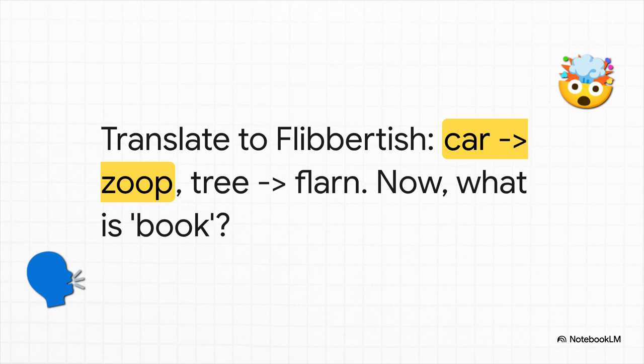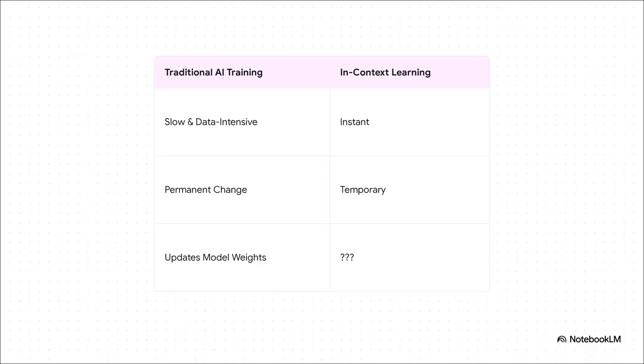It just learned. And this is where the difference becomes so stark. You know, traditional AI training is this slow, brutal, data-heavy process that permanently changes the model. But in-context learning, it's instant and it's temporary. As soon as you open a new chat window, poof, it's forgotten all about Flippertish. So if it's not updating its core weights, how is it working? That is the big question.